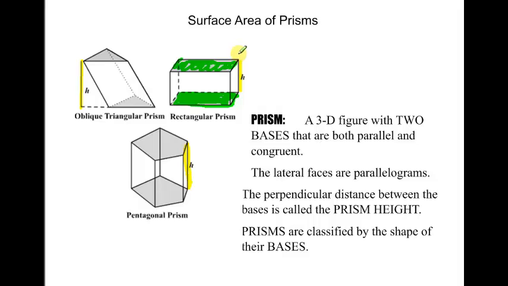Now, all prisms are classified by the shape of their bases. So we will look at this one as a triangular prism. The base of this one is a rectangle. We call it a rectangular prism. A pentagonal base we would call a pentagonal prism.